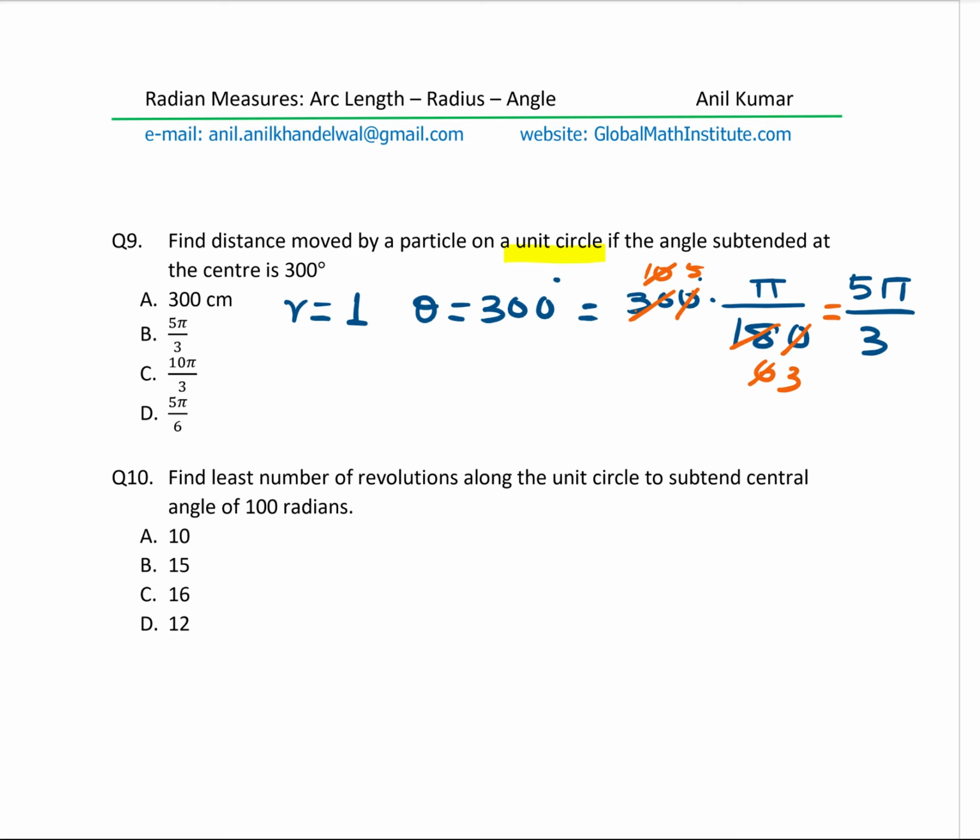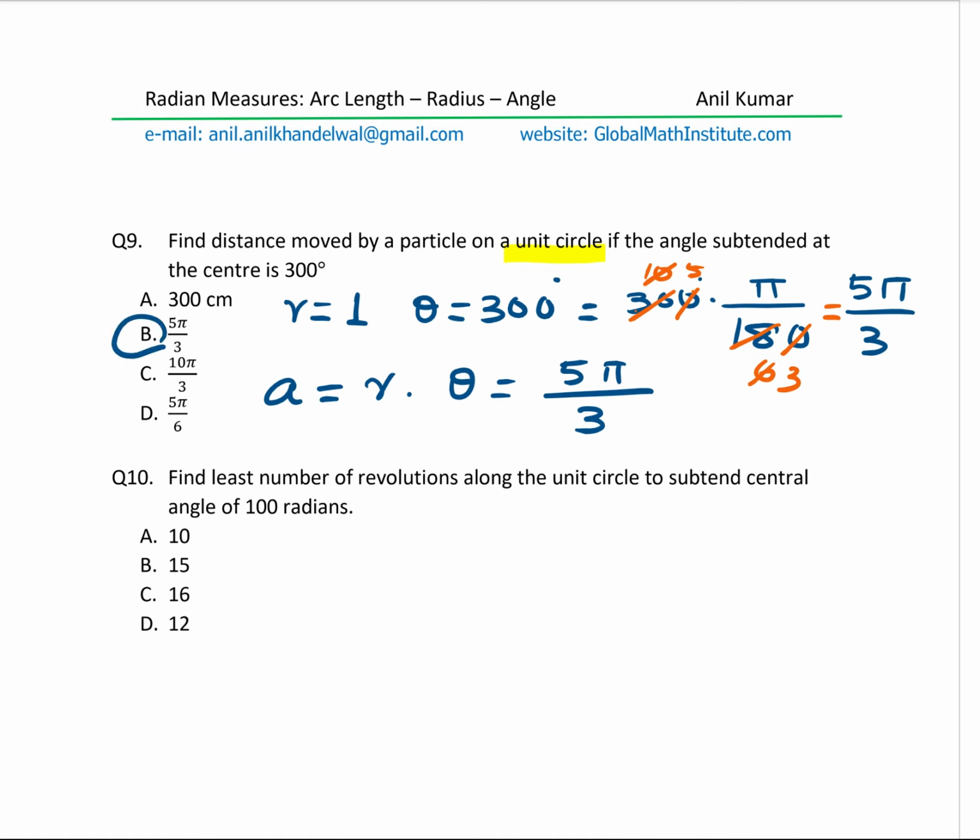Now we can find what arc length A is. So A is same as theta itself, right? So R is 1, so R times theta is same as theta, which is 5 pi by 3. So option B is the right option.